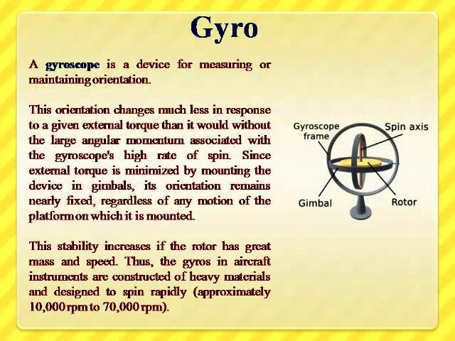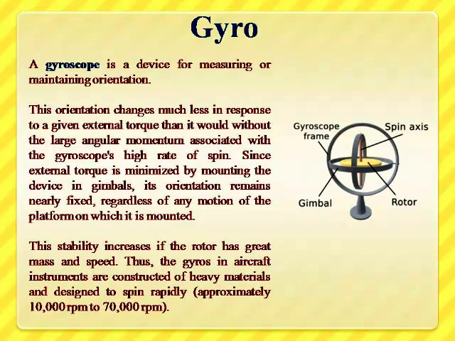There is a gyro people have been using. A gyroscope is a device for measuring or maintaining the orientation. This orientation changes much less in response to a given external torque than it would without the large angular momentum associated with the gyroscope's high rate of spin. Since external torque is minimized by mounting the device in gimbals, its orientation remains nearly fixed regardless of any motion of the platform on which it is mounted.